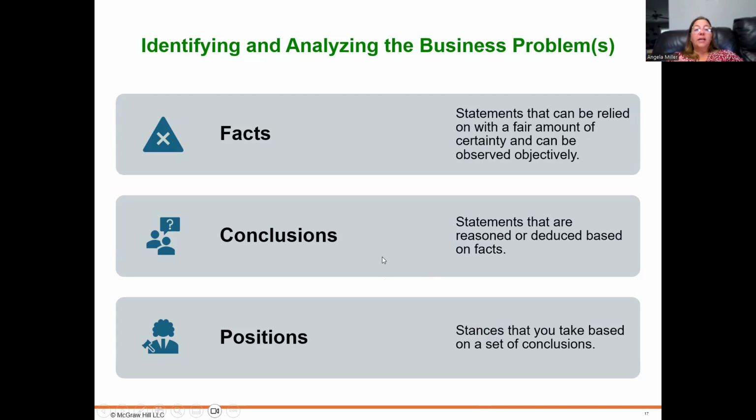All right. So as we identify and analyze those business problems, we're really looking for the facts, the conclusions, and the positions. So the facts, that's really the statements that can be relied on with a fair amount of certainty and can be observed objectively. So this is the facts and nothing but the facts, right? There's no opinions in there, there's no bias. It's just this is the information that we have.